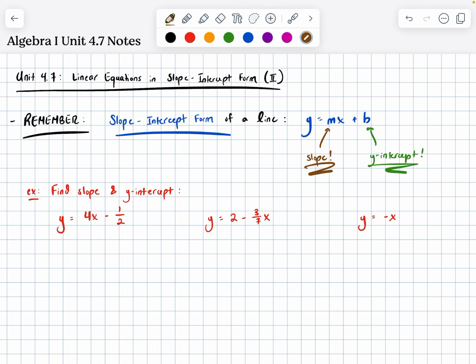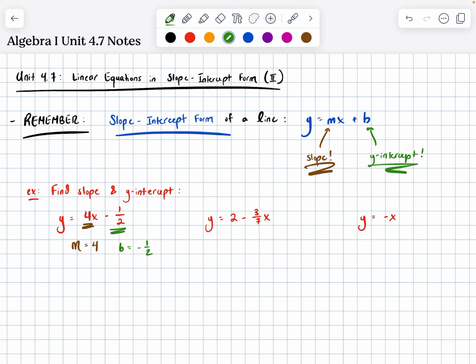Notice I'm already in slope-intercept form. So all I need to do is figure out, well, what's the coefficient of x? In this case, that 4 is attached to it, so I know that my slope, often represented by m, is equal to 4. And then this minus 1/2 here is going to be my value of b. So my y-intercept is negative 1/2. If I want to, I can, of course, express this as a point.